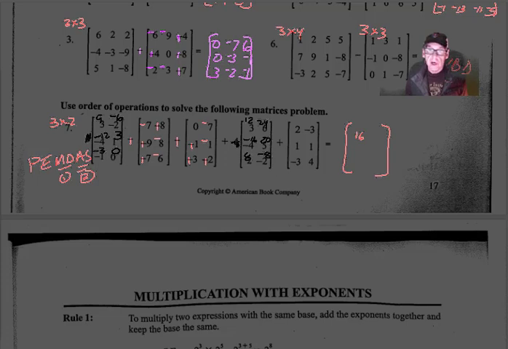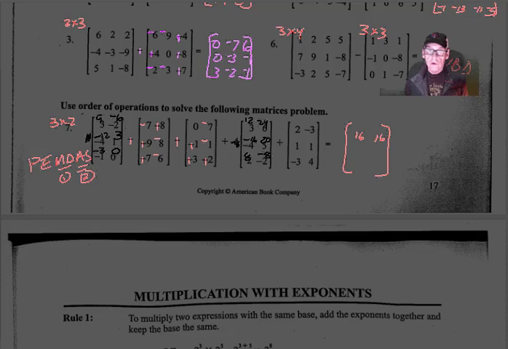First row, second column, a negative 6 plus 8 is 2. 2 take away 7 is negative 5. Negative 5 plus 24 is 19. And 19 minus 3 is going to be 16.